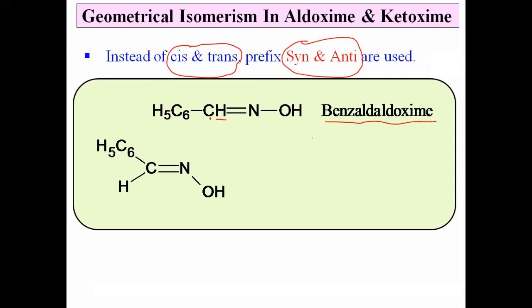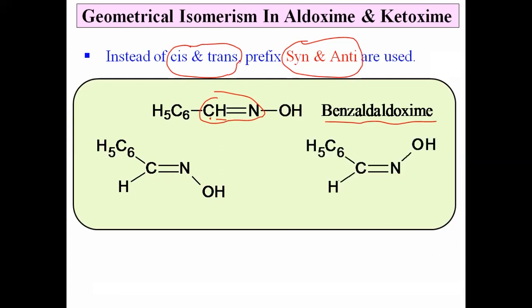Okay, this is the first possible isomer. Now the first double bonded carbon has one phenyl group and one hydrogen, then there is one nitrogen, and this nitrogen has only one OH group. Okay, this is the first possible isomer. Here I have shown hydrogen and OH at the same side of the double bond, and this is the second isomer.